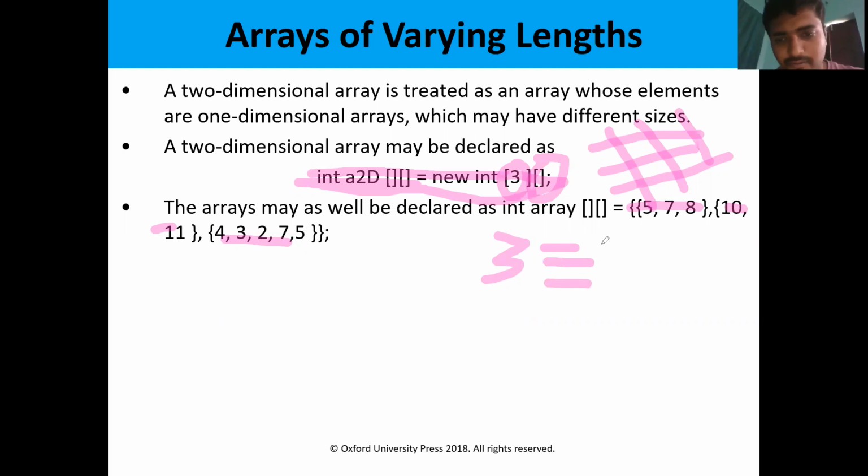In the first row, we have 3 elements. In the second, we have only 2 elements. In the third, we have 5 elements. That means the column length need not be constant here. We can vary the length of the columns also. So let us see that.